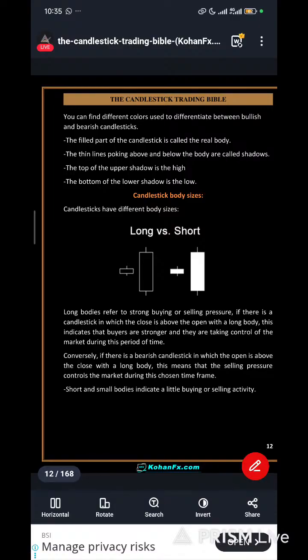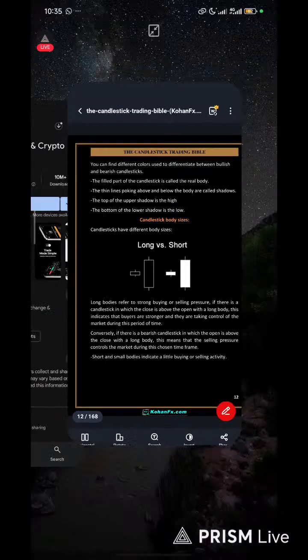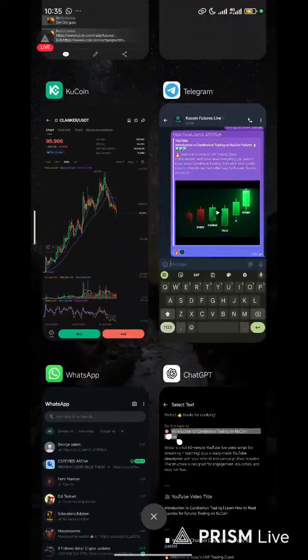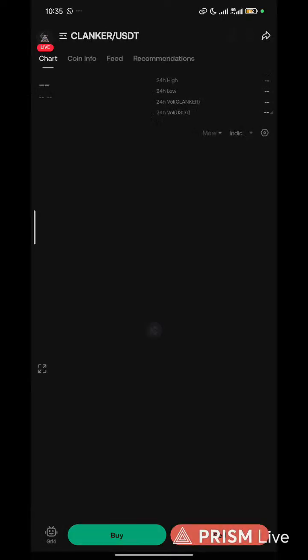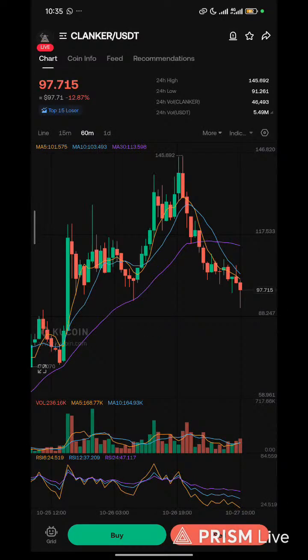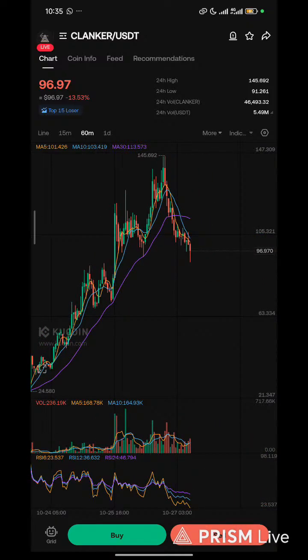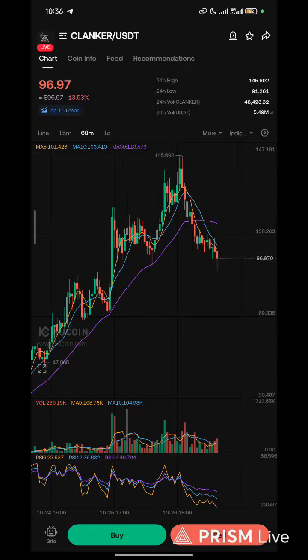Candlesticks have different body sizes. We have the long versus short. Long bodies refer to strong buying or selling pressure. If you check the chart, for example, if you log in to your KuCoin, it means momentum, buying momentum or selling momentum. Any candlestick that is short will not show much pressure. Maybe you analyze your market and see a buying opportunity, but the candles are small. The profit you make from that will be very small compared to someone who enters the market with a very large candle.